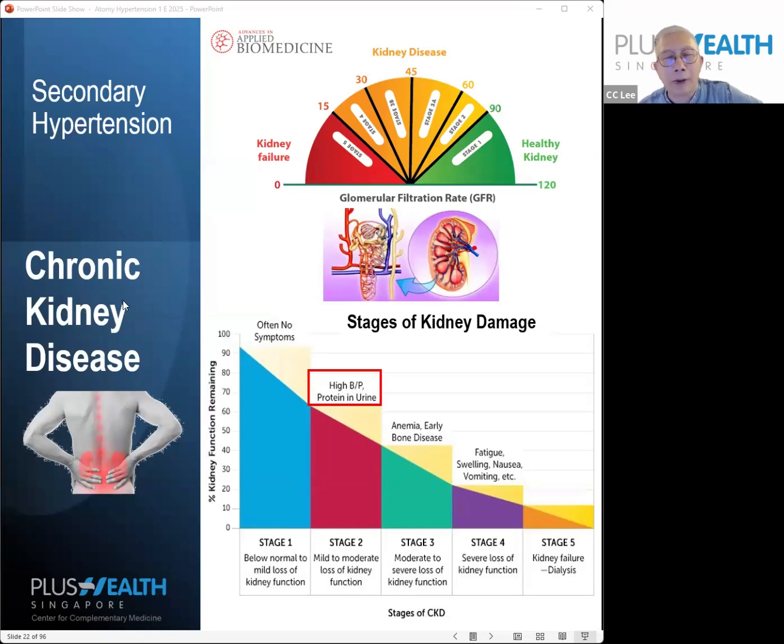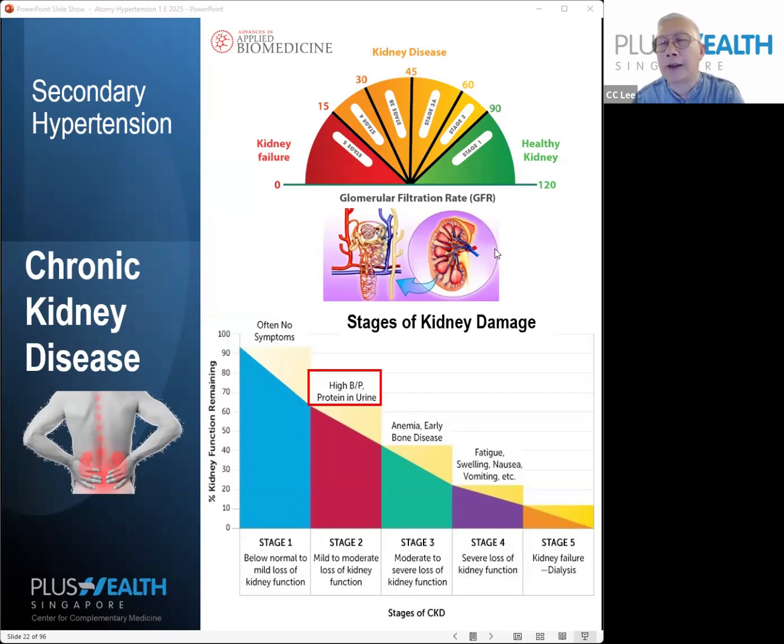But let's look at how we measure CKD, and that is a measurement of our kidney function. Normally you go for the kidney function test. The doctor will do a kidney function test, and in there is a marker called GFR, or in fact in Singapore we use the eGFR. This is a measure of your glomerular filtration rate, which is your kidney filtration function.